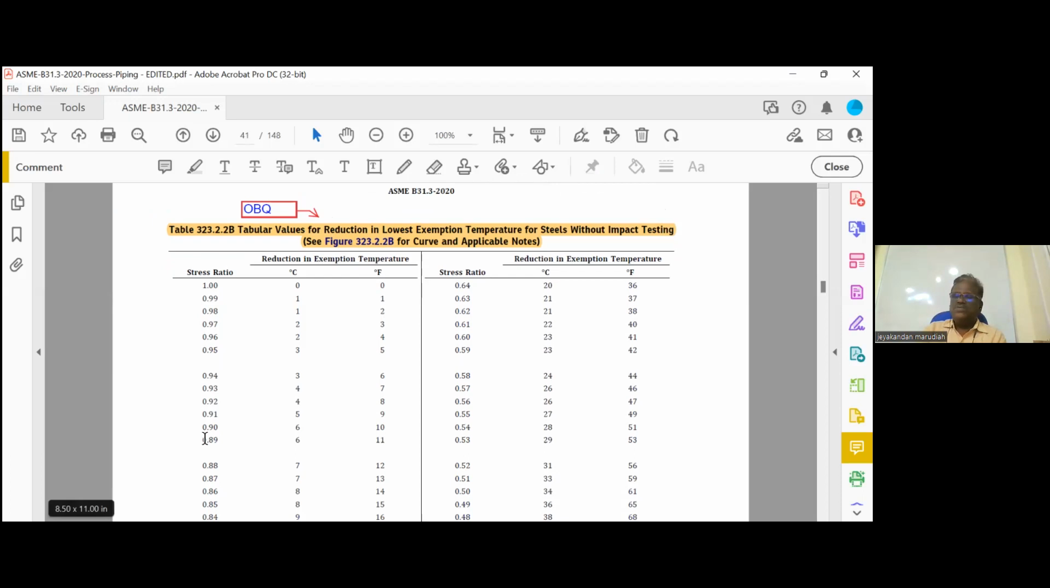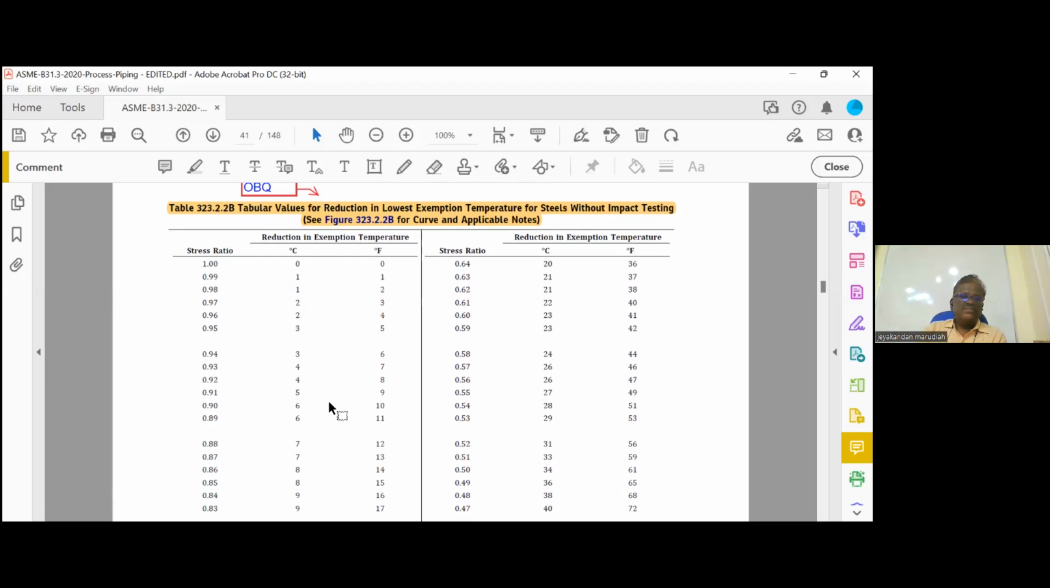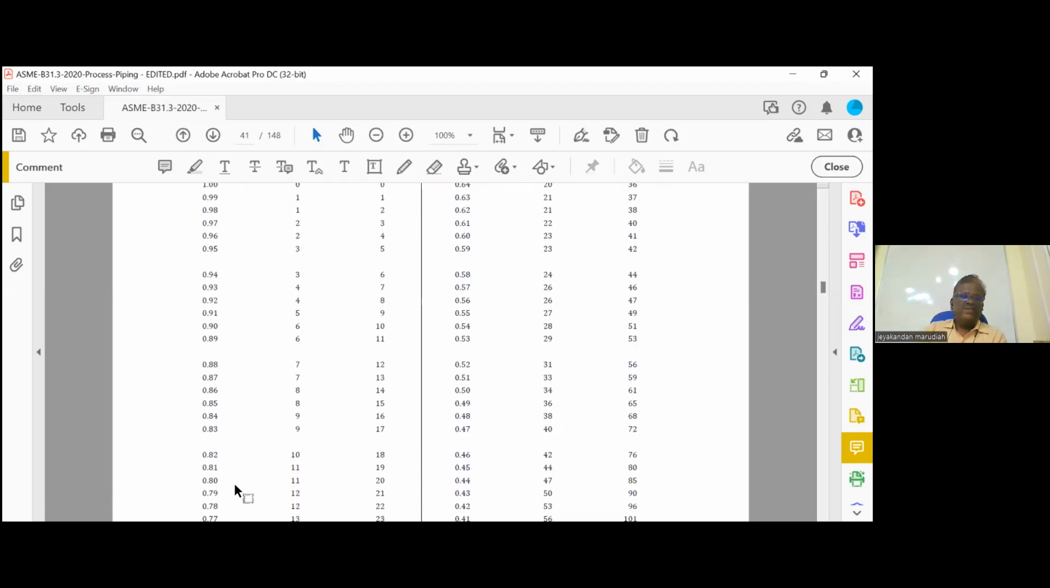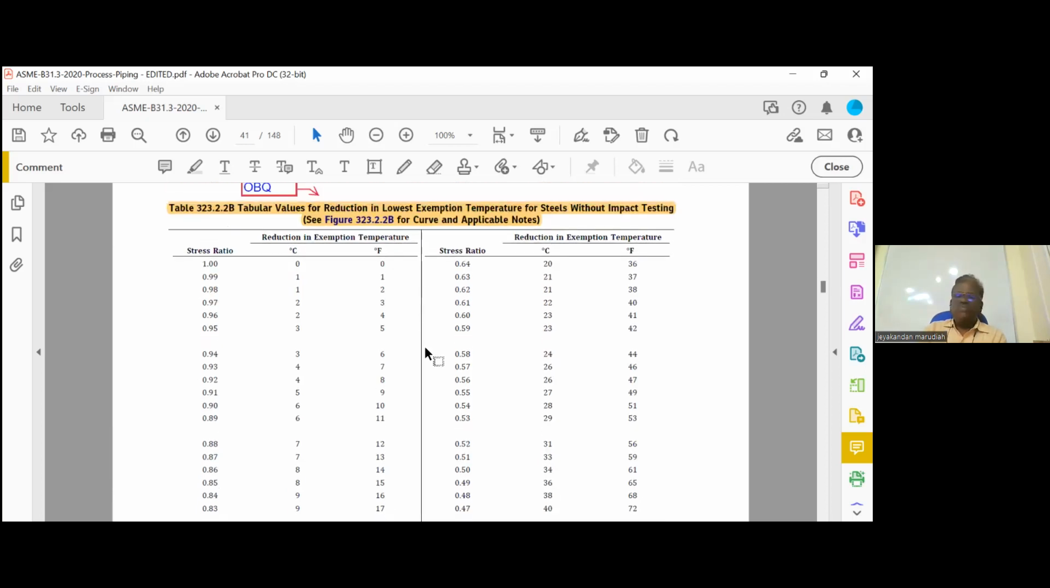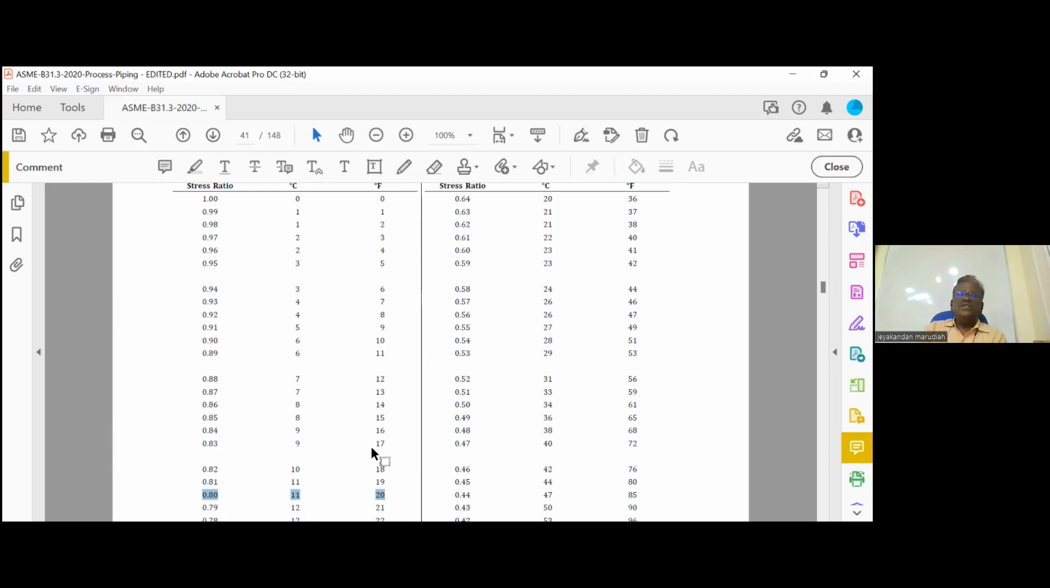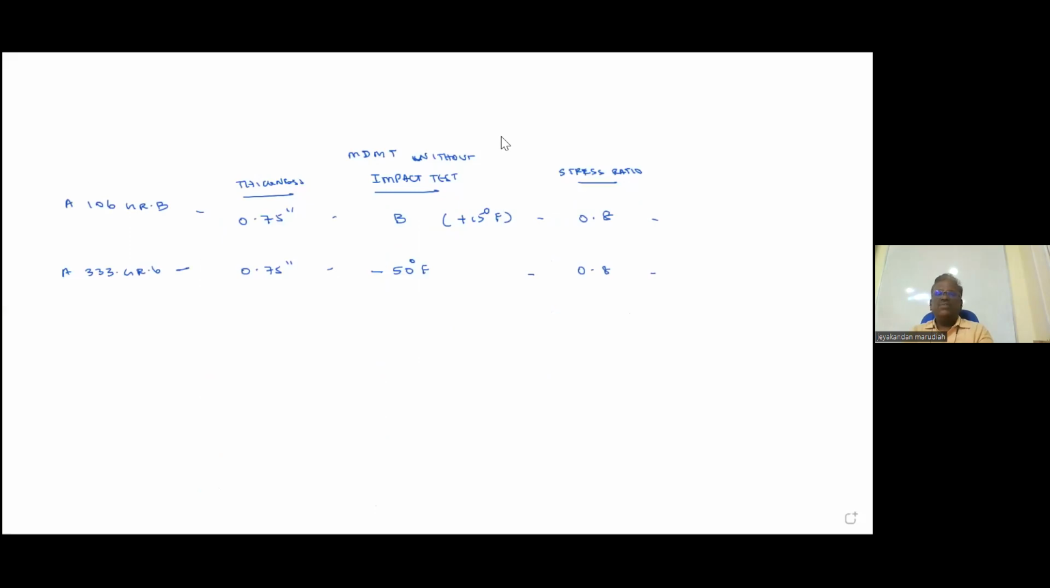0.8. How much do we have to reduce? You see the stress ratio is given and the temperature in Fahrenheit is given. For 0.8, what is the value? 20 degrees Fahrenheit. Fahrenheit only you have to take. So what I have to do here, plus 15, again we have to minus 20. Here also minus 20. So plus 15 minus 20 is minus 5 degrees Fahrenheit. Minus 50 minus 20 is minus 70 degrees Fahrenheit.